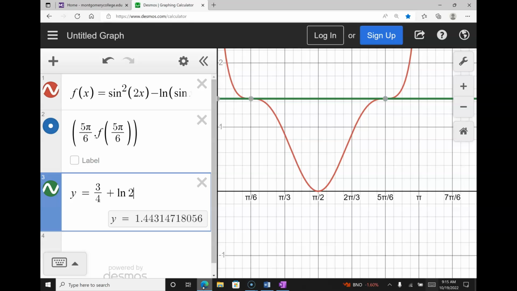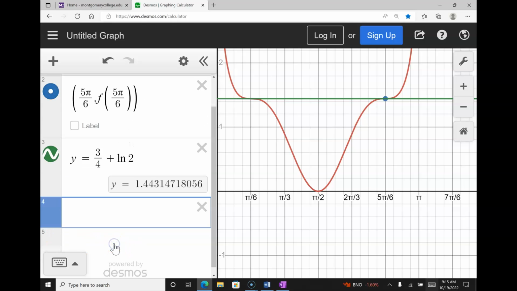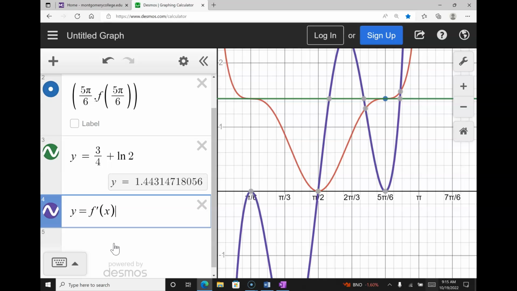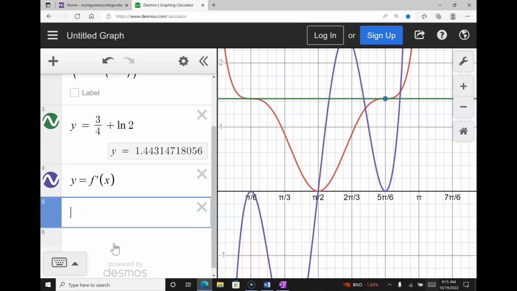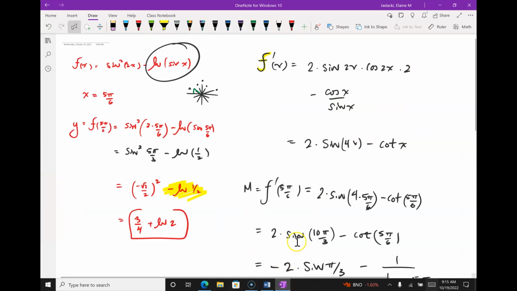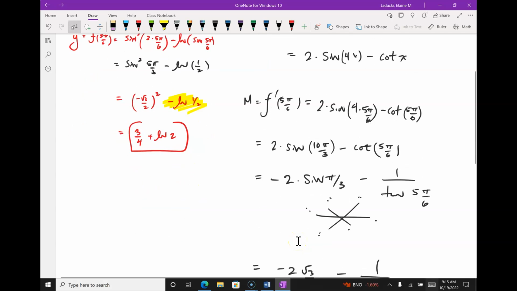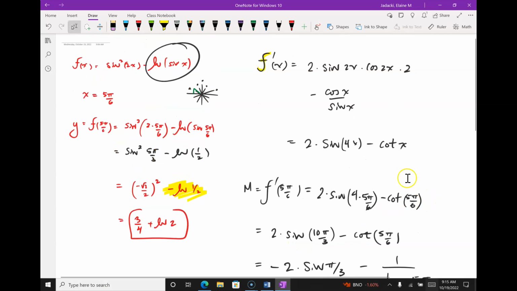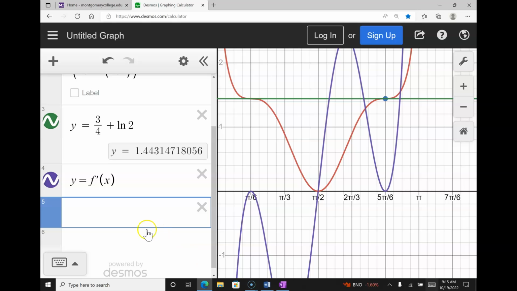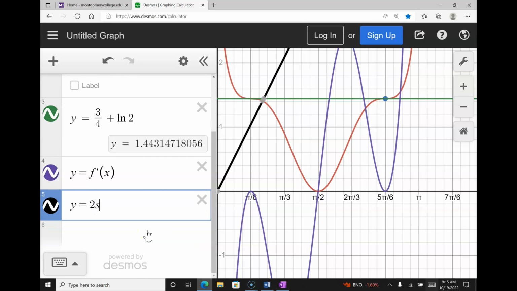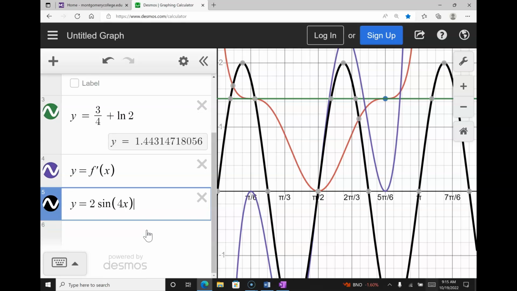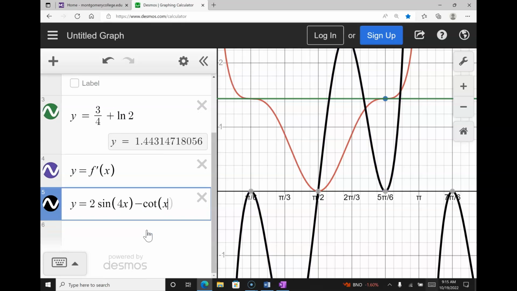In fact, you could check your derivative, right? So meaning what? Y equals f prime of x is Desmos doing the derivative, right? That purple piece. And then what do we get again for my derivative here? 2 sine 4x minus cotangent of x, right? Y equals 2 sine of 4x minus cotan of x. And it's exactly the same as the purple curve.